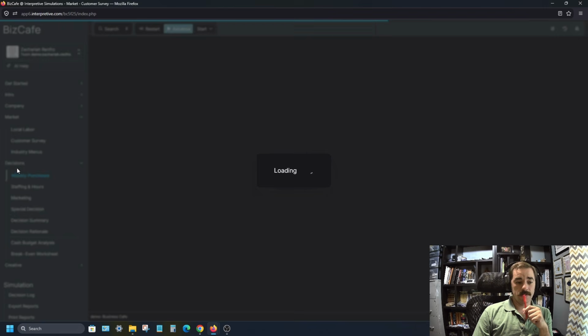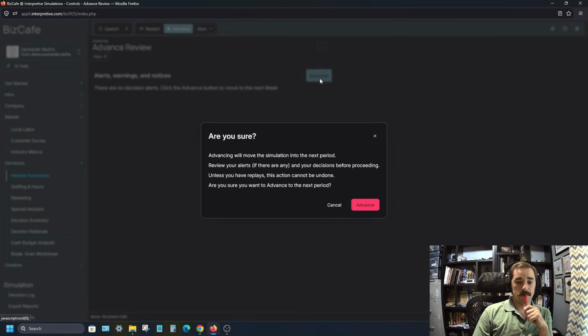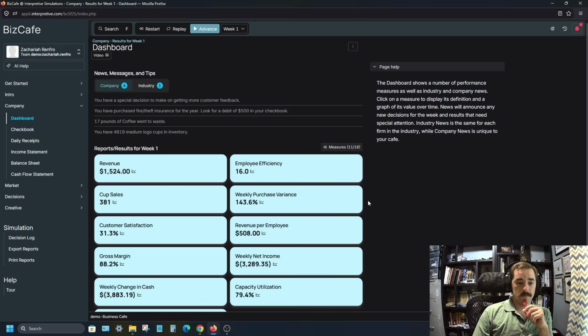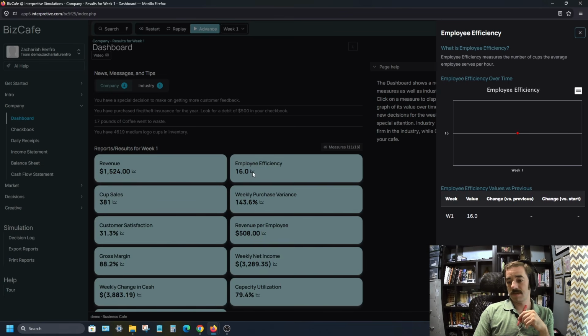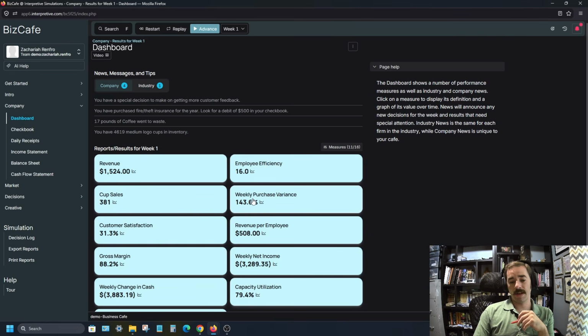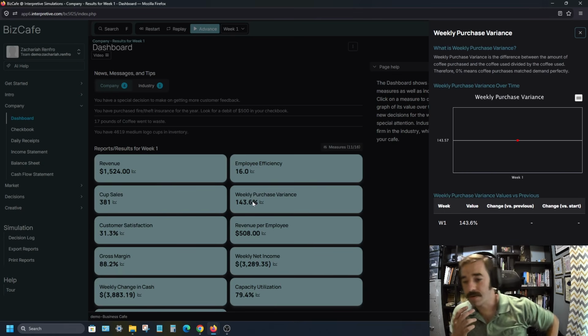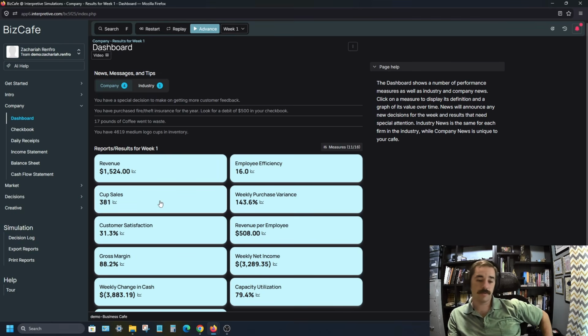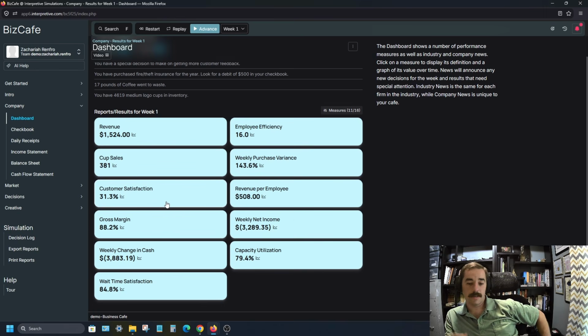Okay, so we've still not opened for business, so let's advance. Let's go through this. We had total revenue, top line, of 1524. Our employees were 16 out of 100 efficient. Number of coffees served per hour, purchase variance of 143%. We only sold 381 cups. Revenue per employee, net income, we actually lost money.